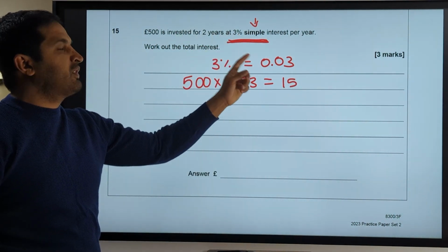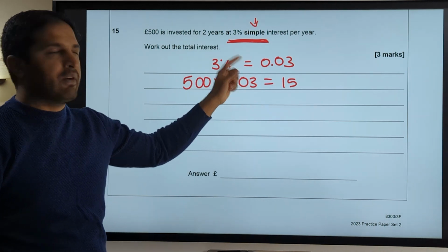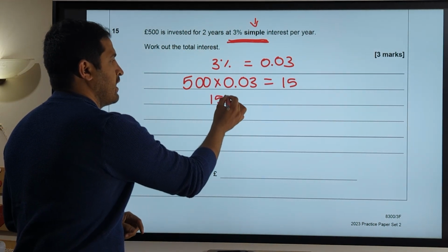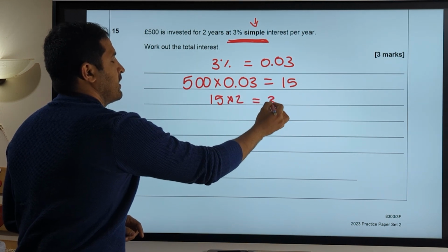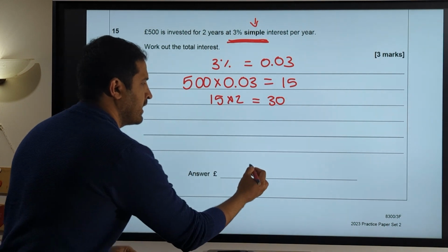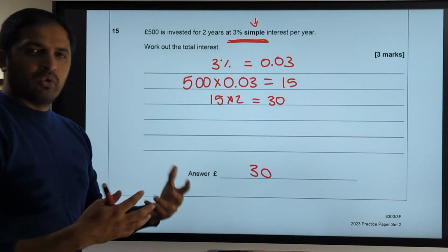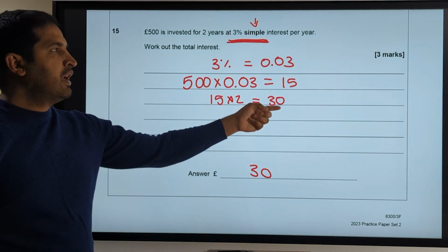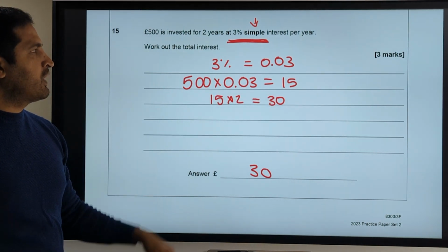And if it's simple interest, you get £15 every year, and we want it for 2 years. So we're doing 15 times 2, which is 30. Work out the total interest. The total interest would be £30. We don't need the actual value after 2 years. We're saying what would you get in terms of the interest after 2 years. So you get £30 interest in 2 years.